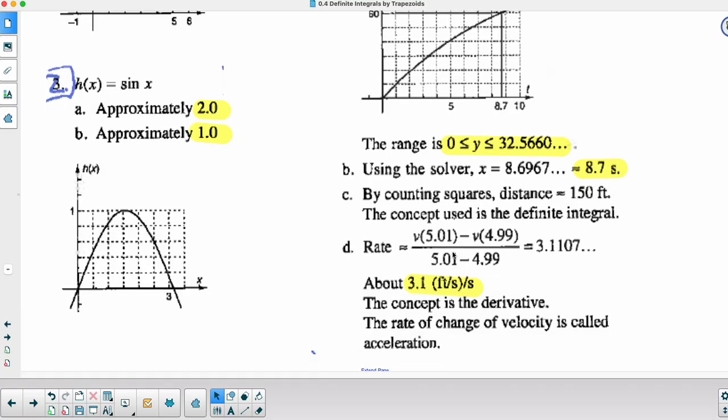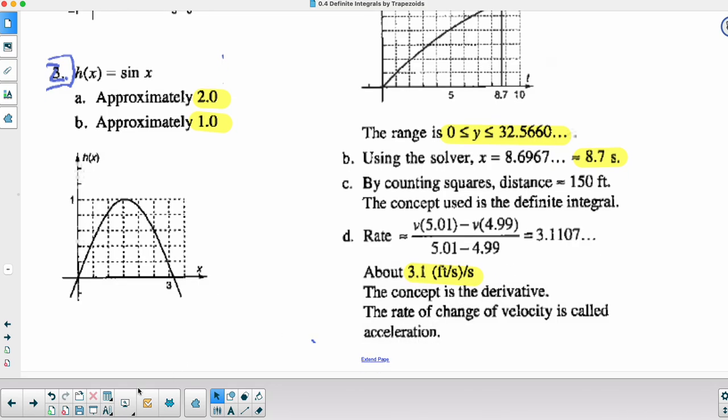Notice my labels, though. Because my y value is feet per second and my x value is seconds, I get feet per second per second, also known as feet per second squared, which in physics we call an acceleration. So another way to write this would be feet per second squared.